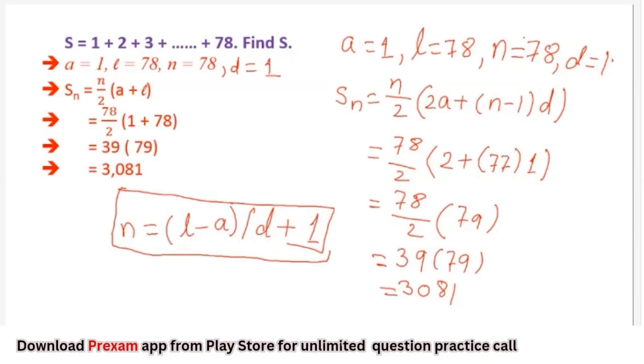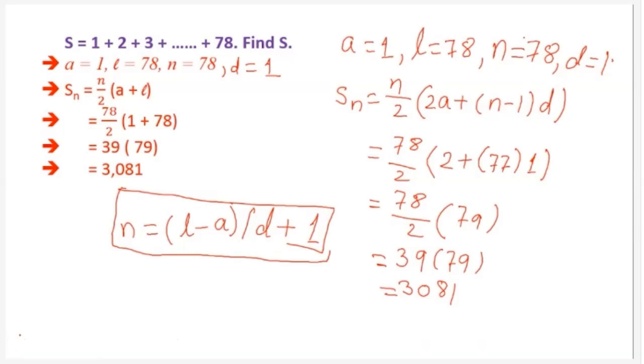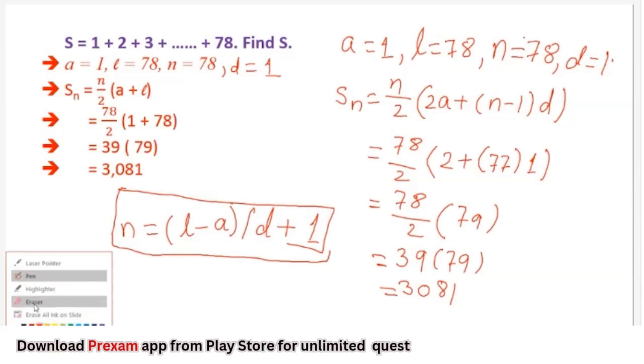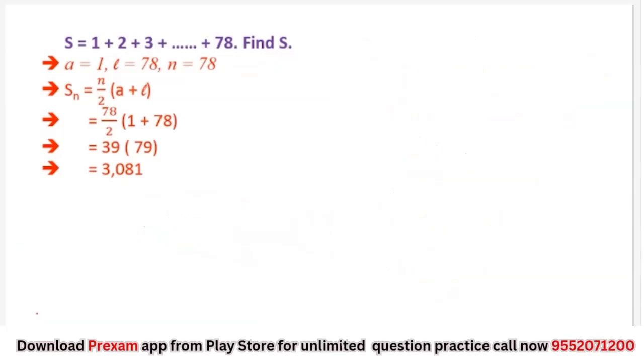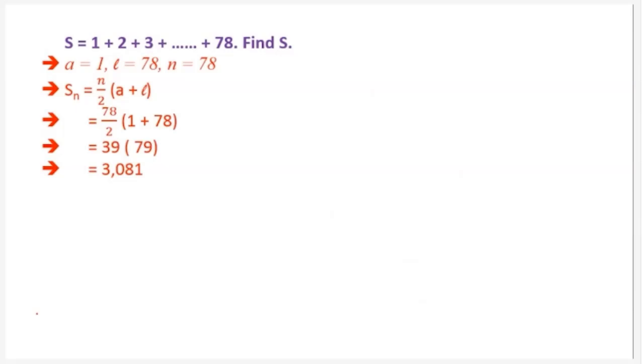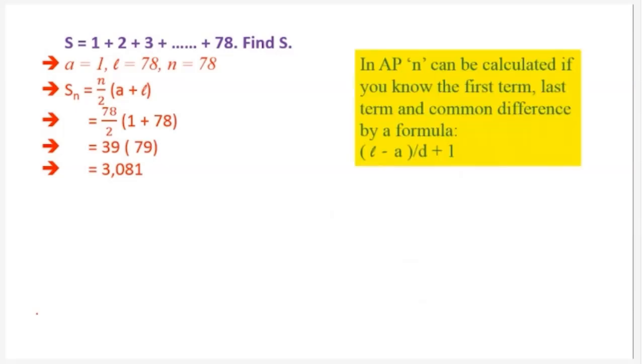So use the A plus L formula. A plus L formula कब use करो? If you know the last term, use A plus L formula. If you don't know, then use that other formula. Here I am saying this. See, in AP, N can be calculated if you know the first term, last term, and the common difference by a formula L minus A, last term minus the first term upon D plus 1. Now try this out and tell me the answer.